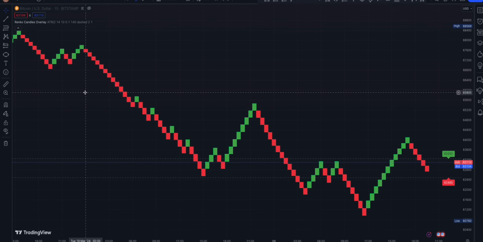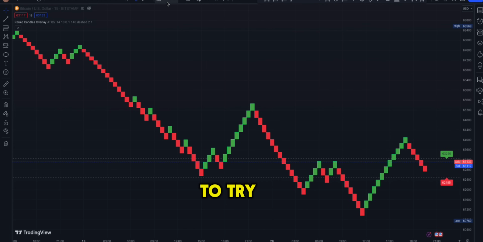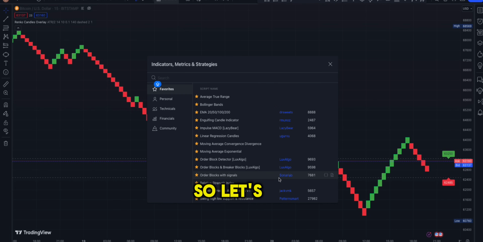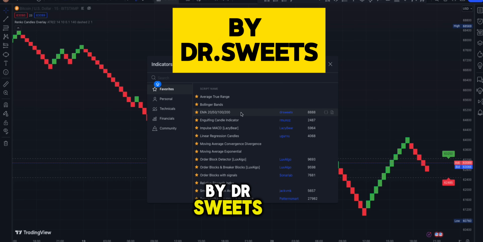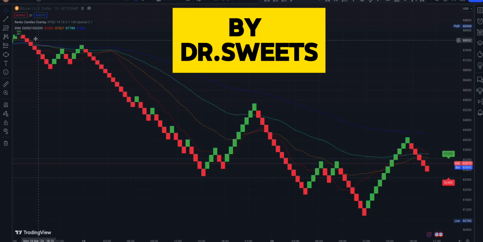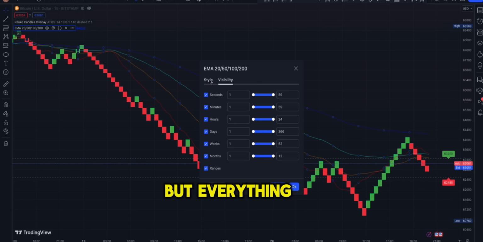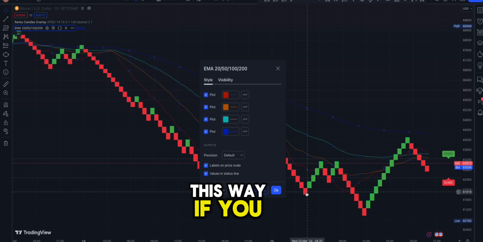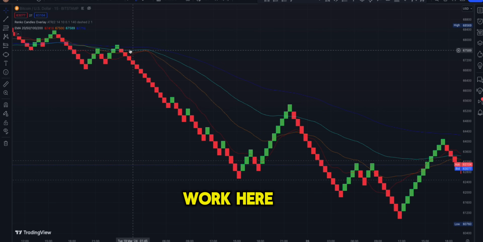So finally, let's add another indicator to try a new strategy. So let's add this EMA 20, 50, 100, 200 EMA by Dr. Sweets. So let's add this indicator. You can just change the colors if you like, but everything is fine. You can leave it this way if you feel like. So how does it work here?